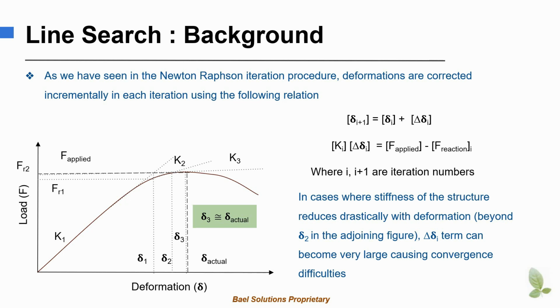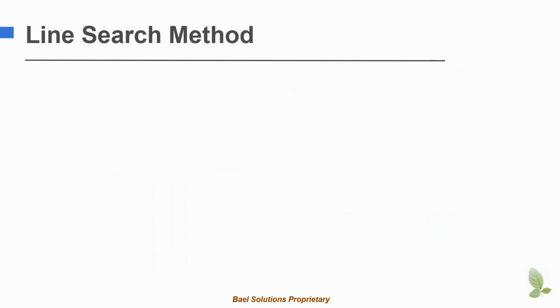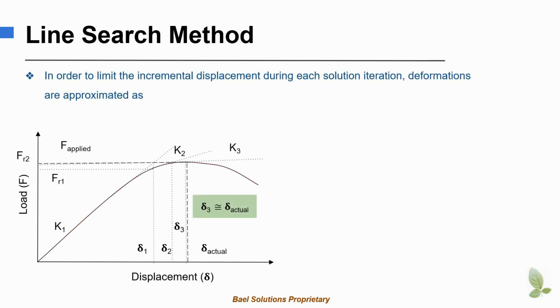This causes excessively large incremental deformation, delta delta, in a single iteration. This may cause a problem of excessive deformations in the structure, often causing high element distortions. In order to overcome this difficulty, the line search method is used. In this method, the deformations are incremented using the following relation.